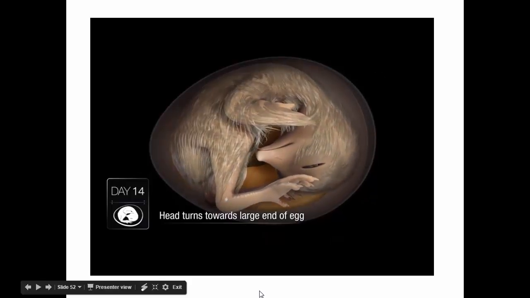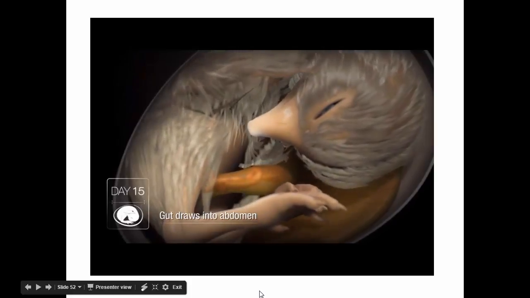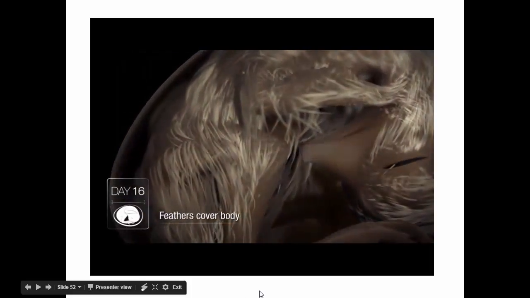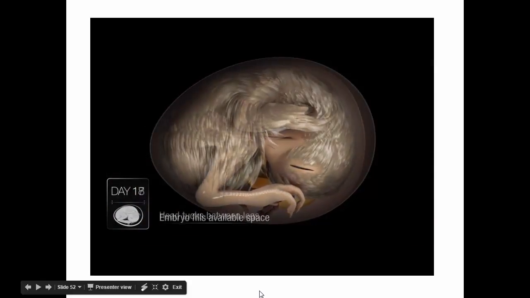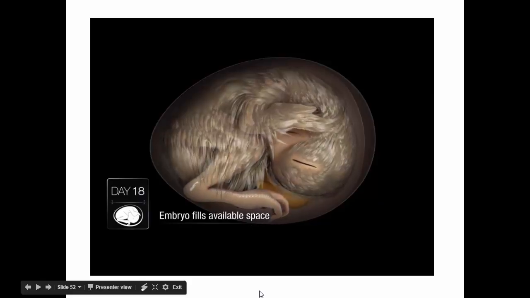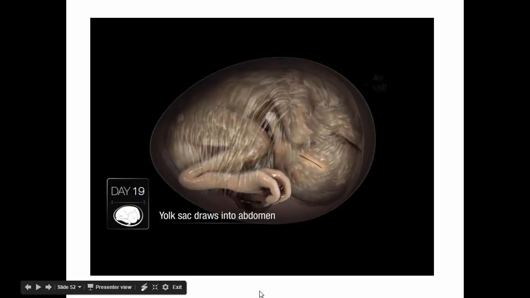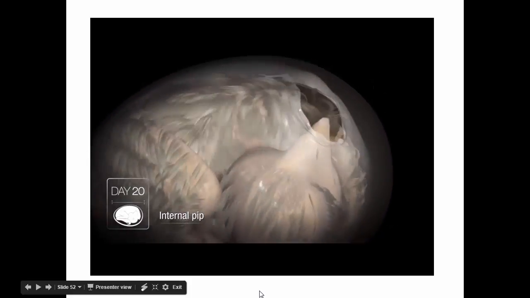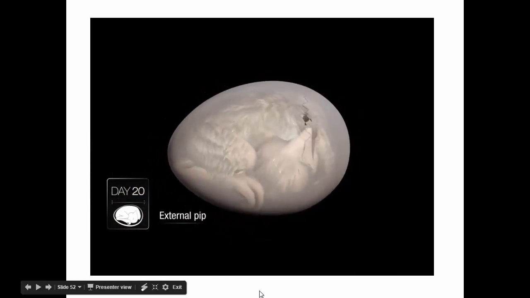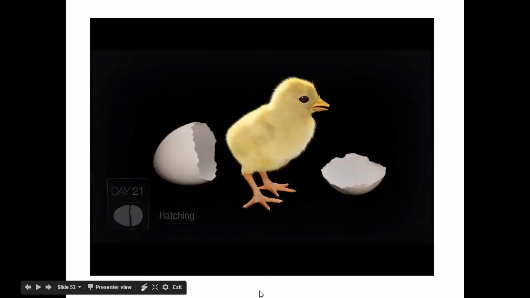At the end of its development, it turns towards the air sac. It absorbs all of what was left of the yolk. It's crowded in there. After 18 days, the whole inside of the egg is completely taken up by the developing chick. It turns its beak towards the air cell, and then it pecks into that. What does it use the air cell for at first? Its first breath, as it pokes in there and then eventually breaks out.